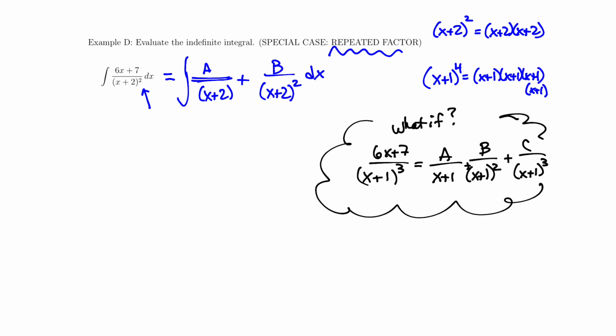Why is it squared? Because this here is an example of what's called a repeated factor. You should try it without squaring it. Like put A over x plus 2, B over x plus 2, and try it. You lose the x terms. You lose terms. So you have to write it this way. You just have to. Okay?